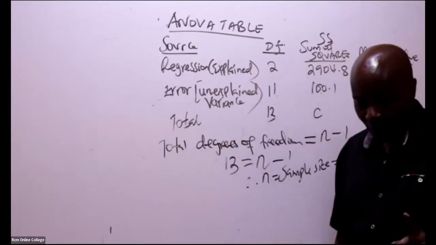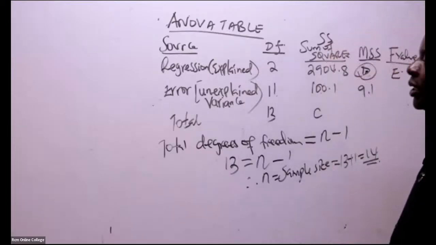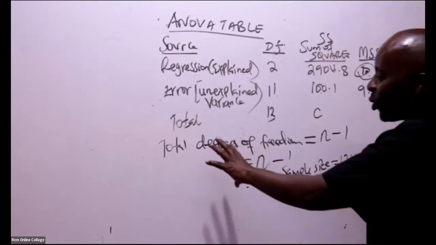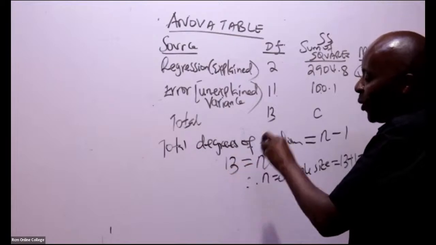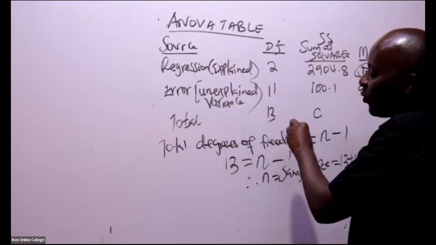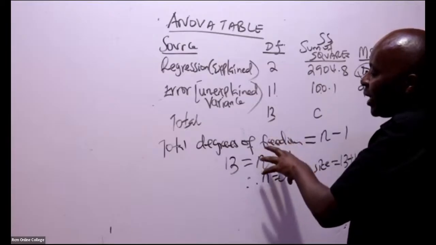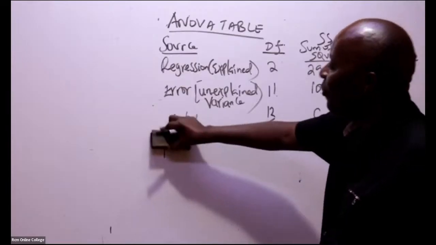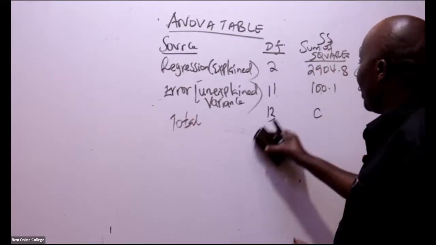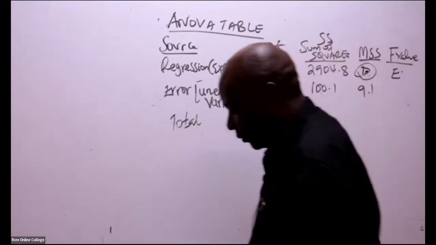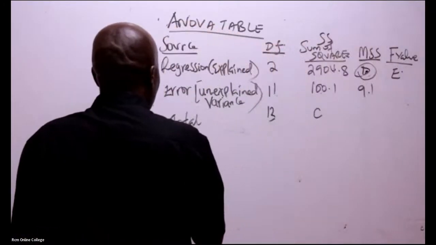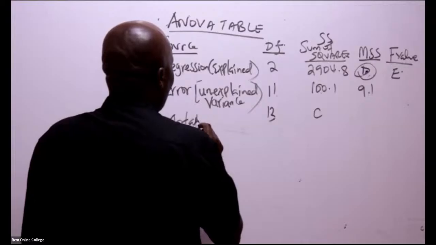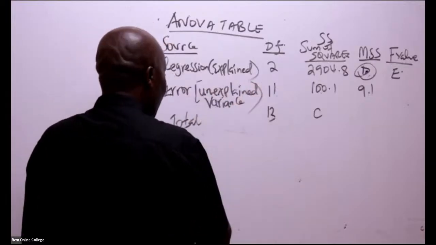The other one is what we call the error degrees of freedom. Here they have given us the degrees of freedom, and we have ended up getting the sample size, which is very good. Our sample size is 14. Now from there, we have the error degrees of freedom. For those of you who have done a thesis at master's or PhD level, of course, you know these things I'm explaining here.